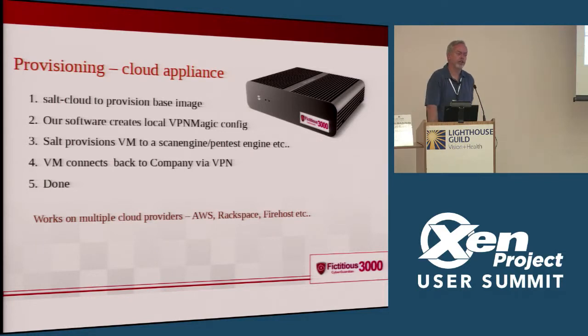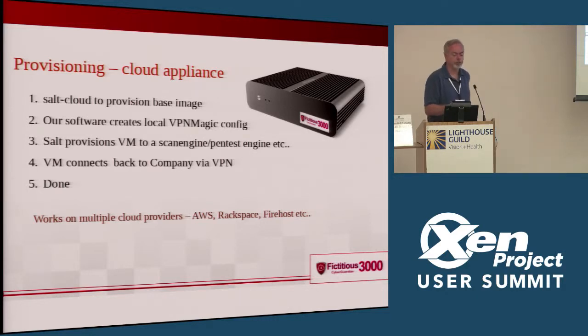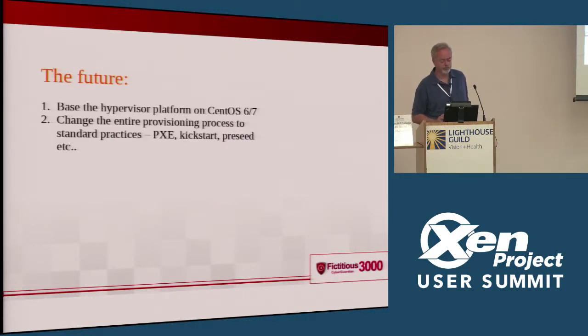The cloud appliance, again, is not using Xen, it's using a cloud instance like AWS or Azure or something like that. So Salt Cloud provisions the base image. That keeps it roughly the same depending on the cloud provider. Our software creates the local VPN magic configuration again, and then Salt provisions the virtual machine for its final role. So you see that only number one is changing, how we actually bring the box up and get it live before we turn it into the product that we want. The rest of it stays the same.